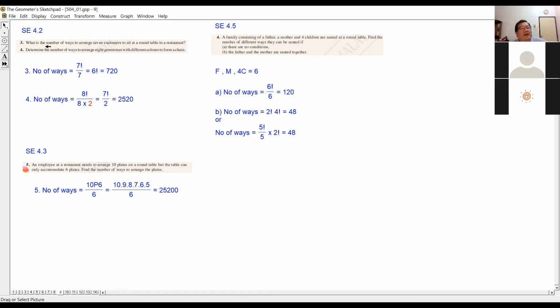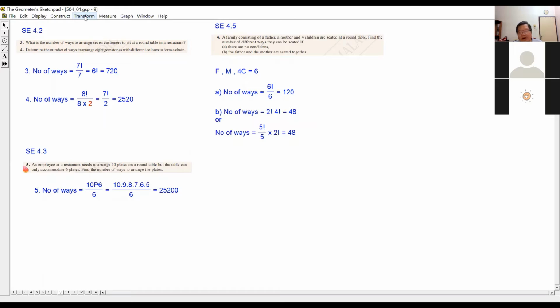Okay. You read the number 4. Determine the number of ways to arrange eight gemstones with different color to form a chain. This one is a chain. So it's things that you can take out, wear, then take out again. Then sometimes you wear it the other way around, then actually it's the same, right? Whether you wear like this or you lift up, then you wear it the other way around, it's the same, right?